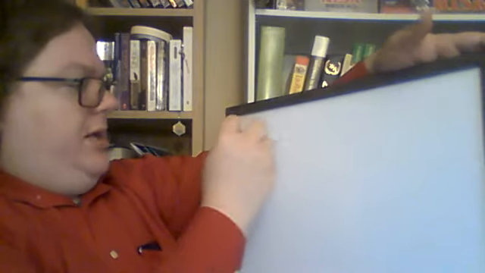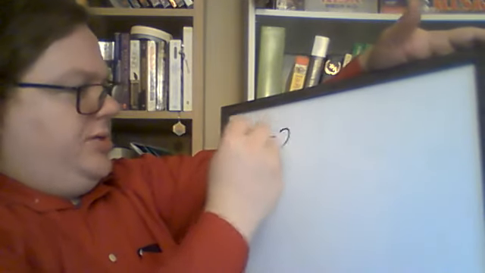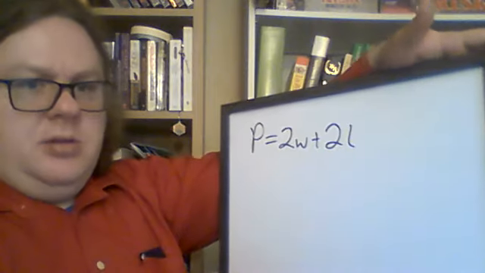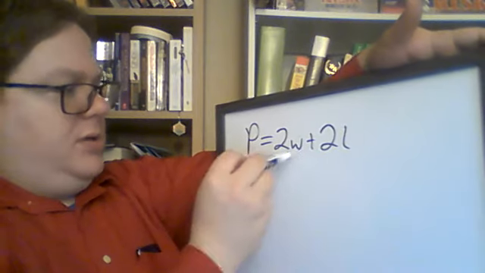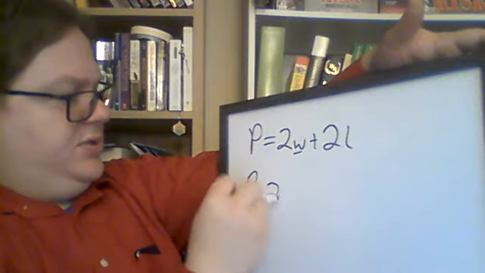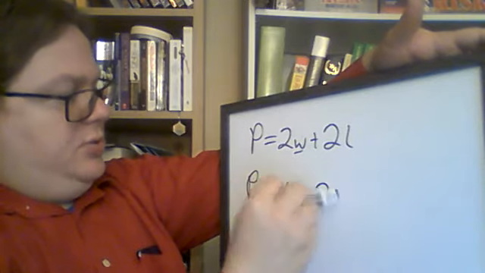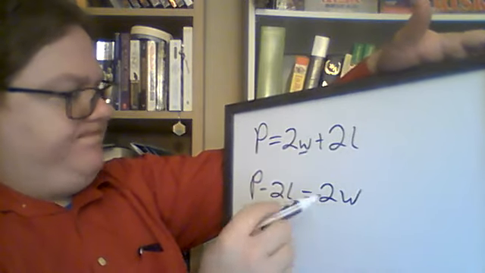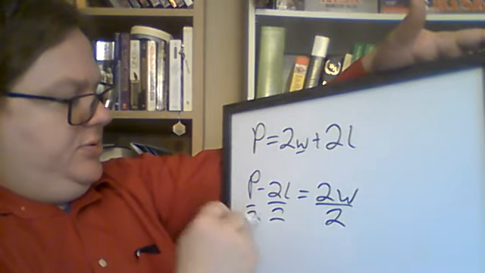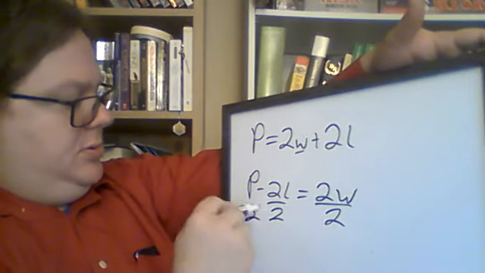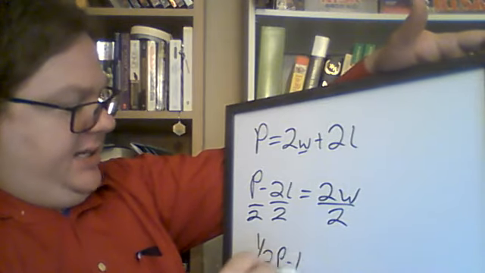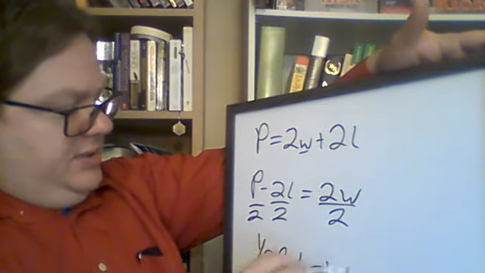Perimeter equals 2 times the width plus 2 times the length. And solve for w. So we're going to subtract 2l, p minus 2l equals 2w. Divide by 2. And we get 1/2 p minus l equals w.